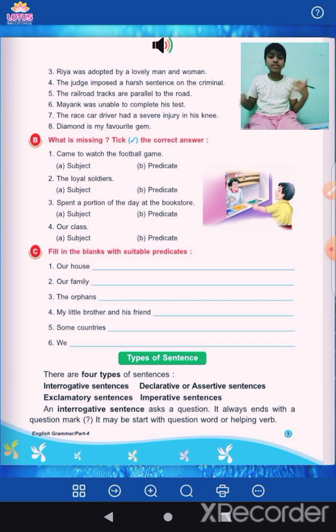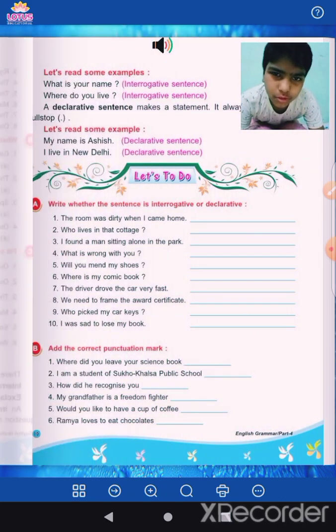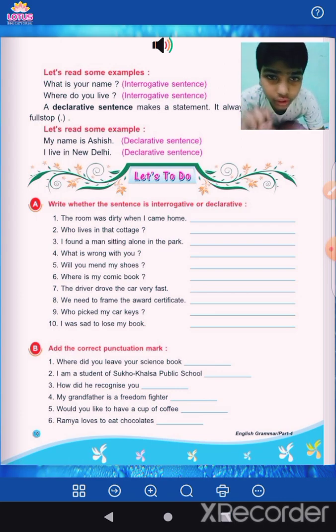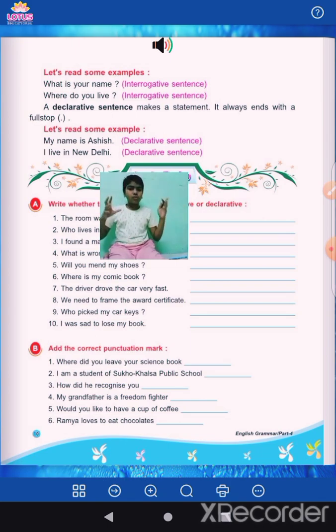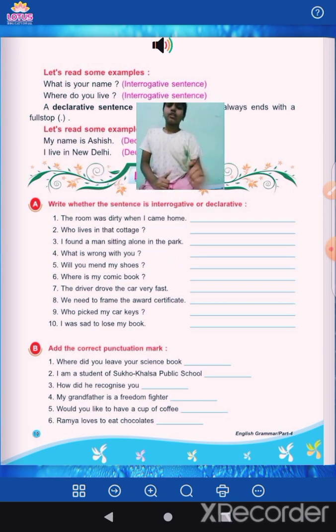It may start with a question word or helping verb. It will be okay, that you know now. Some examples are: What is your name? Where do you live? Where are you from? Another, a declarative sentence makes a statement. It always ends with a full stop. Like, my name is Ashish. I live in New Delhi. I am from this state. Will you be able to do these questions?